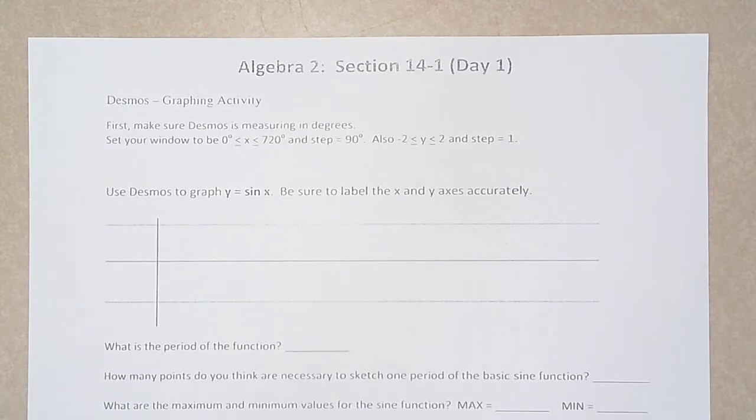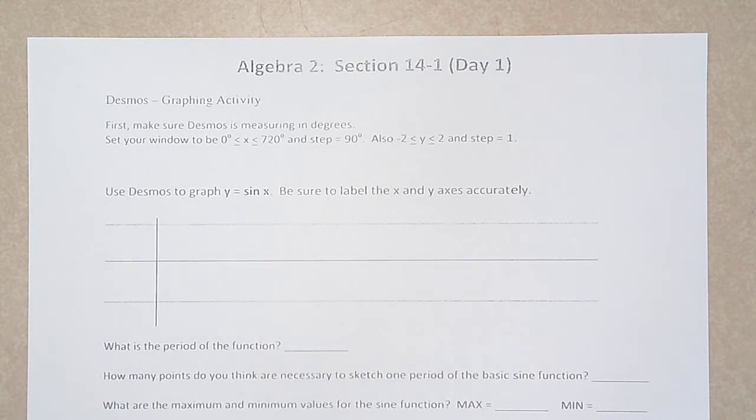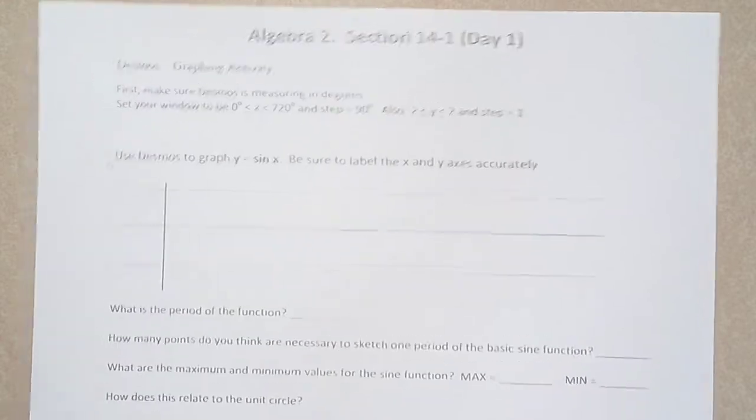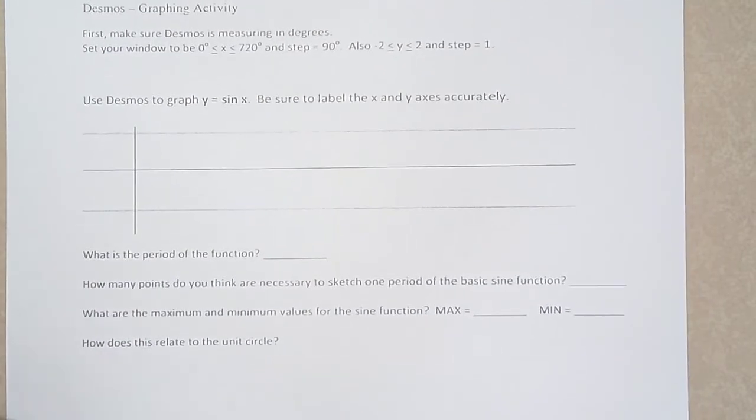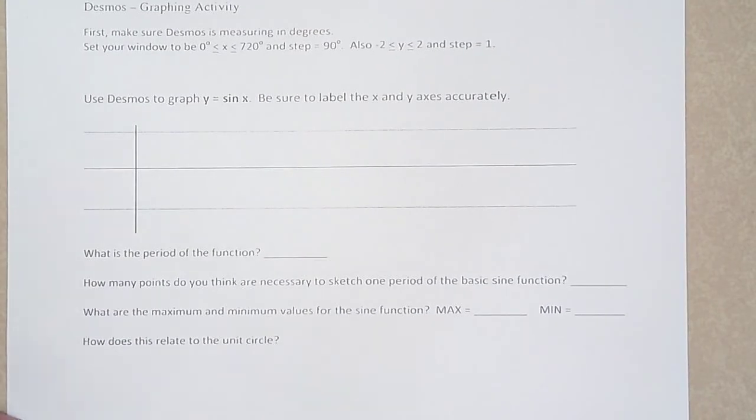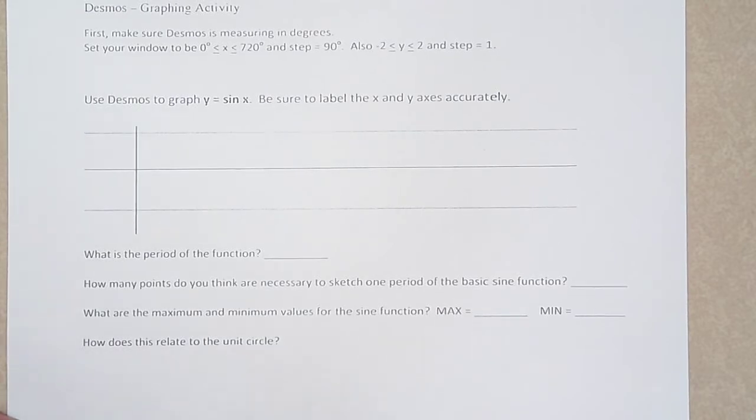I know this says Desmos graphing activity, and you can go ahead and do that. However, I'm just going to go over a quick overview of what you would see if you did that activity. So if we use Desmos to actually graph y equals sine x, and then we labeled the x and y axes, it would look something like this.